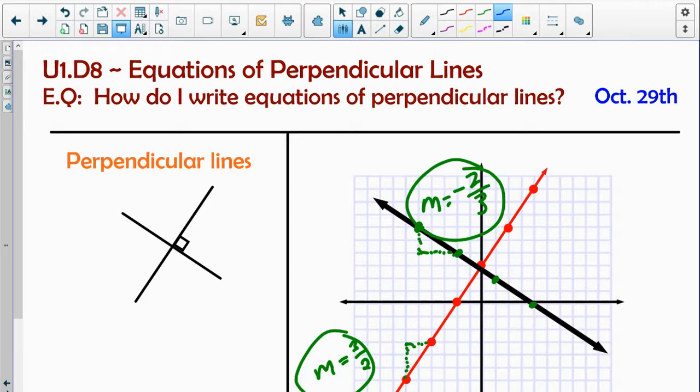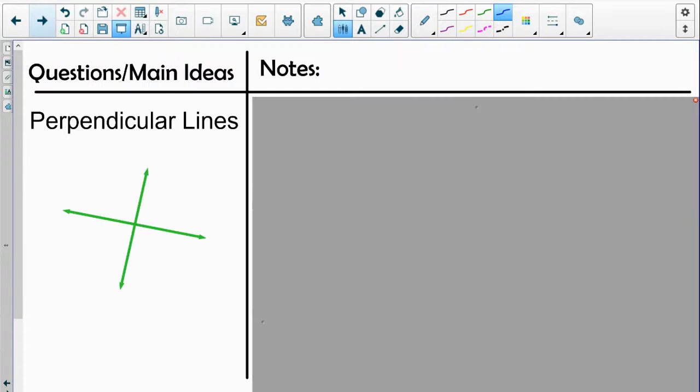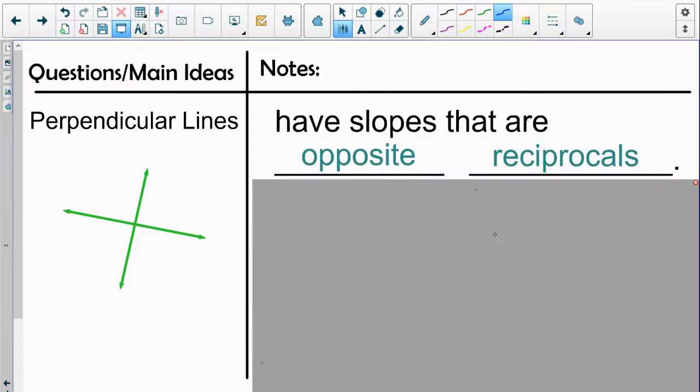So if I'm going to draw a line that is going to meet it at a 90-degree angle, I have to make sure that it's going down. In other words, having a negative slope. So one's positive, one's negative, and I have reciprocals. So to put this all together for your notes, that concept is called opposite reciprocals. Perpendicular lines have slopes that are opposite reciprocals.